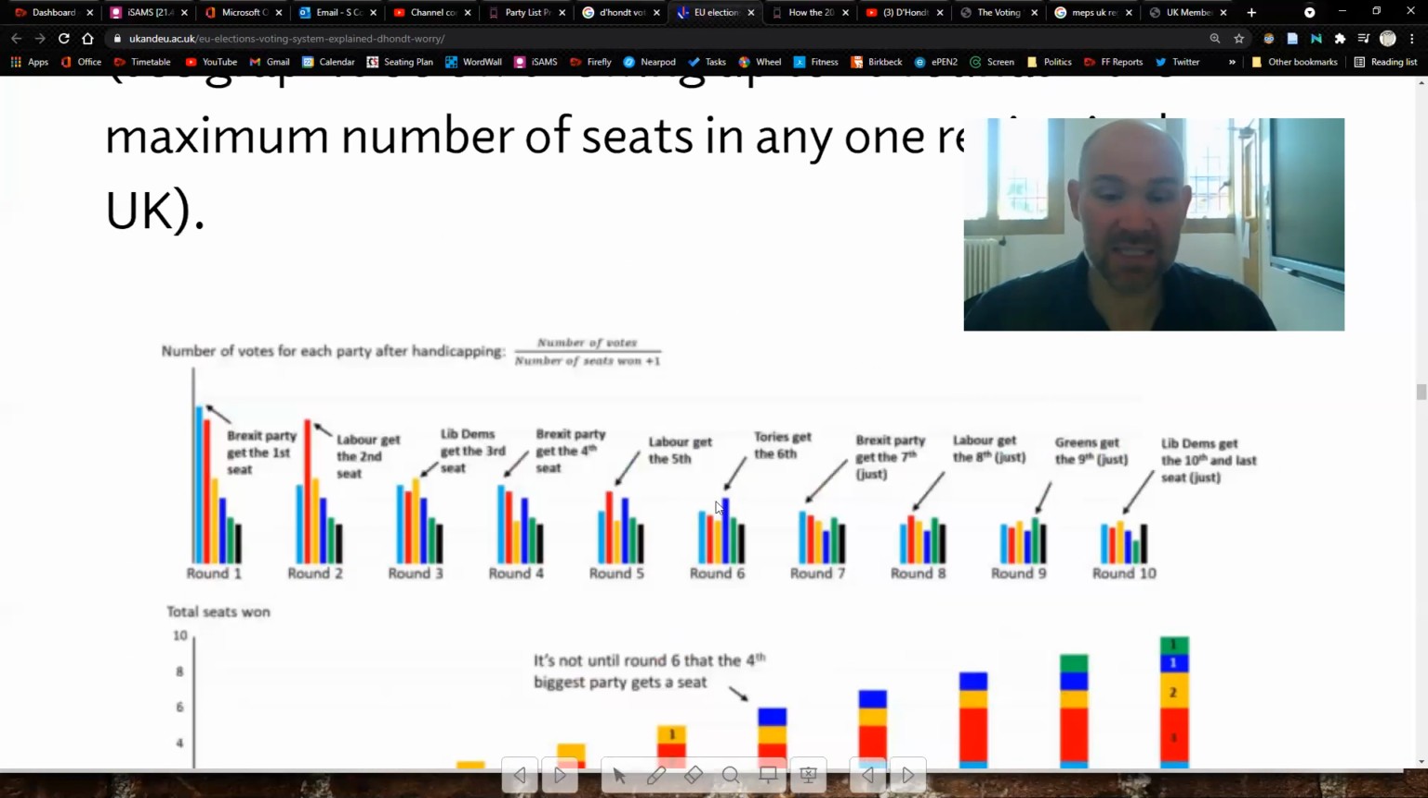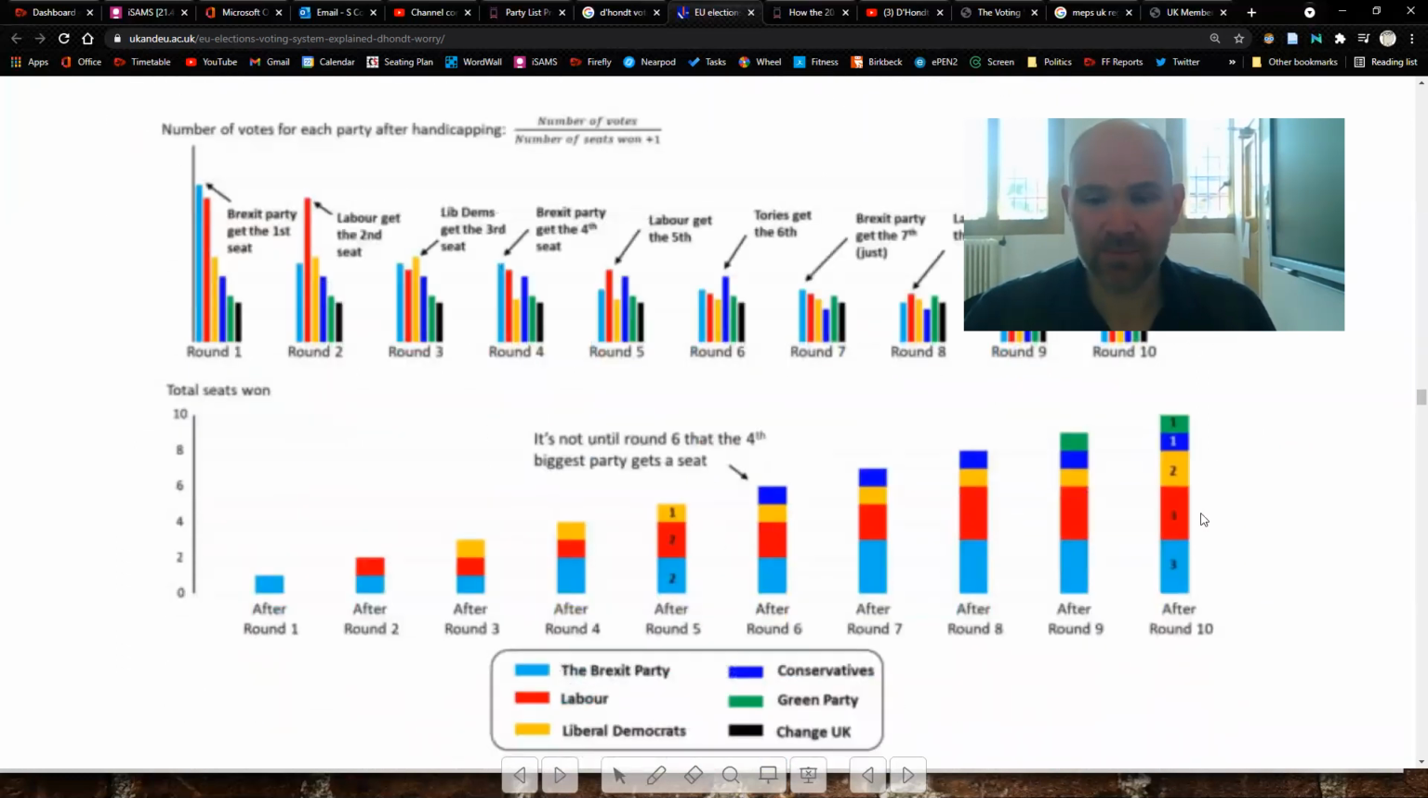They would get here the 6th one, and then it would be divided by 2. So if there were 10 seats, this is how it would end up being allocated: 3 for Brexit Party, 3 for Labour, 2 for the Lib Dems, 1 for the Conservatives, and 1 for the Greens, which is roughly proportional to the initial votes that they got. And it uses the D'Hondt formula.